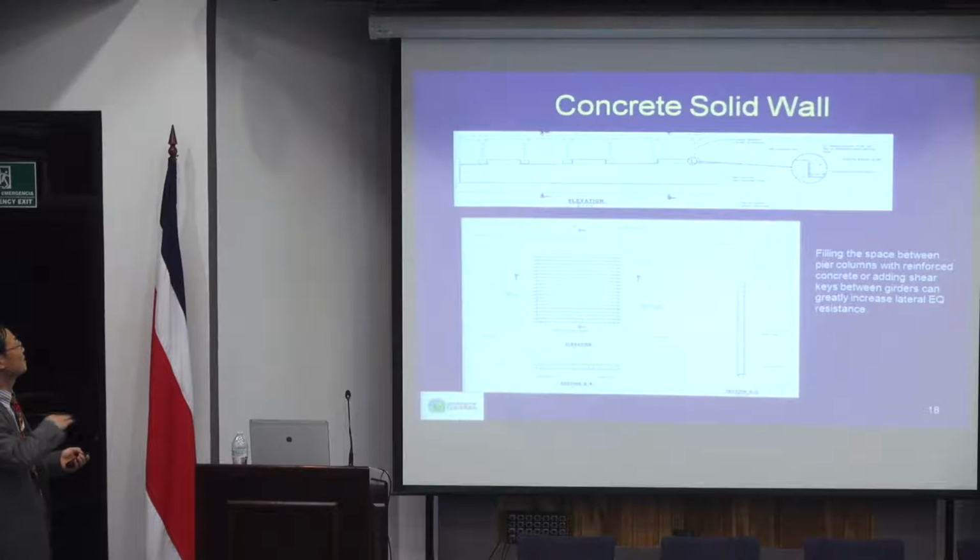To resist transverse earthquake, because earthquake can be in the longitudinal direction, the transverse direction, or in any direction, providing a shear key is very essential. I use shear keys a lot for new construction, new designs as well. And also if you have a very slender column, one way to fix that is just build a wall between the cylinder columns so that it becomes a solid pier.